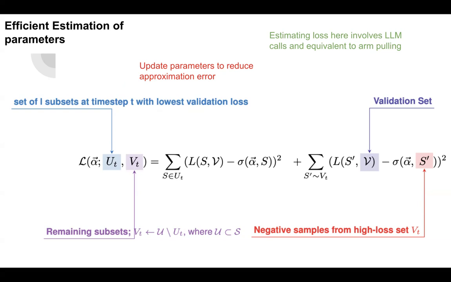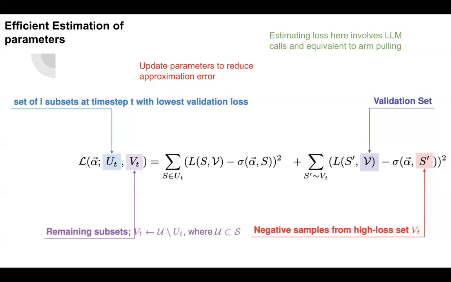So VT is really large and UT is a small set. For example, M could be 10, the top 10 exemplar subsets. The first part of the equation denotes the approximation error we discussed previously, where we estimate the loss using sigma for a certain subset from the global set, where we sample with replacement. We also estimate the true LLM loss for this subset by evaluating on validation samples. And these LLM calls are performed only for the exemplar subsets in UT, which is our current estimate of the top M exemplar subsets.